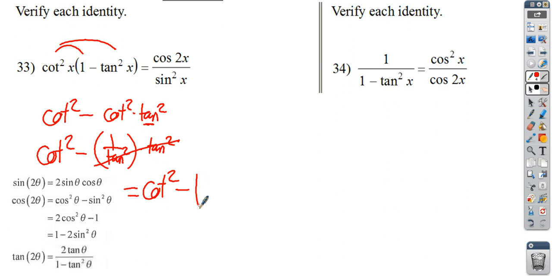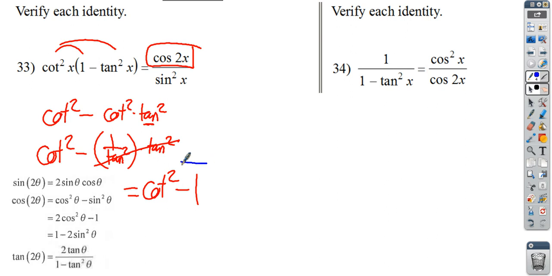So the question is, what does that equal? That doesn't seem to help us very much. Cotan squared minus 1. What does that wind up being? Well, we're not sure yet, so let's start changing the other side. Let's see if we can make them meet in the middle.